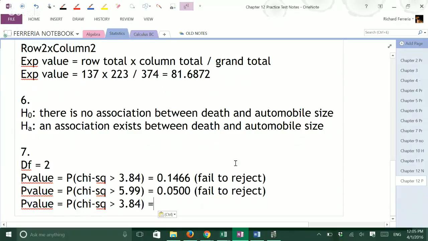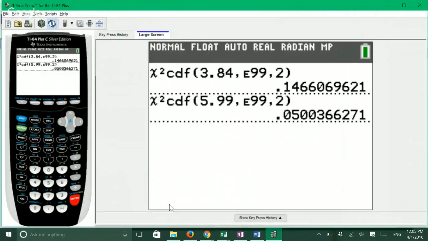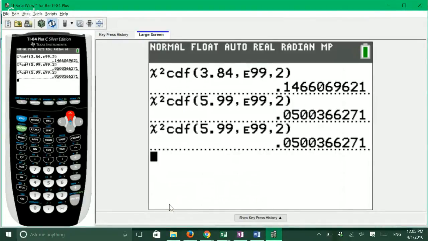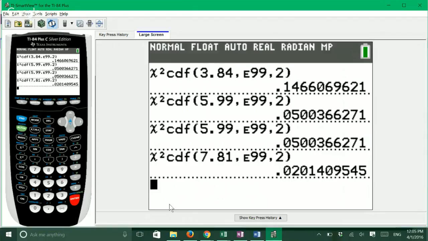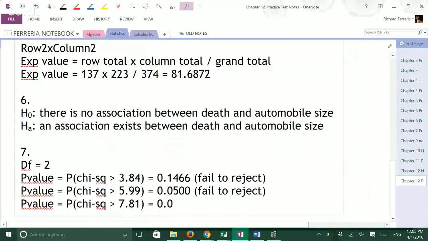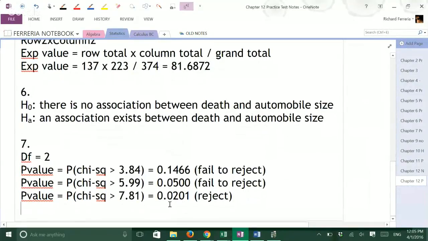So the next one is 7.81. And let's just do that. Oh, that's not what I wanted to do. 7.81. 0.0201. That's going to be reject. So the correct answer is 7.81.